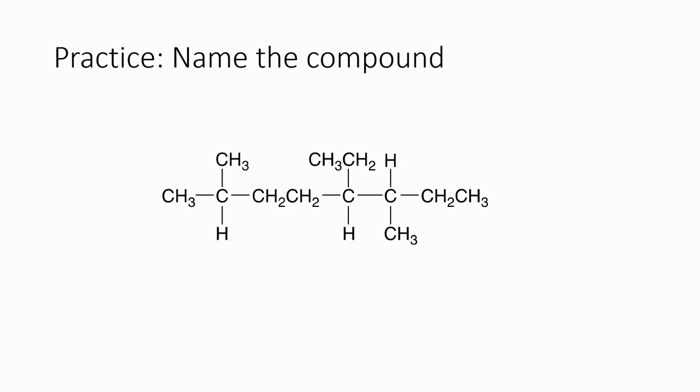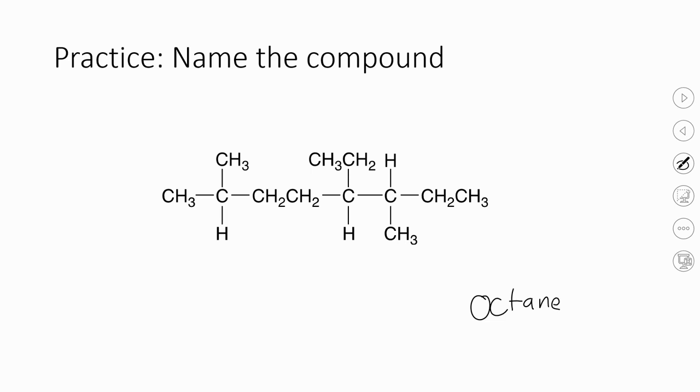Okay, so what should we start with? Longest carbon chain. What did you find was our longest carbon chain? Straight across. So we've got 1, 2, 3, 4, 5, 6, 7, 8. So what is that called? Good, octane.